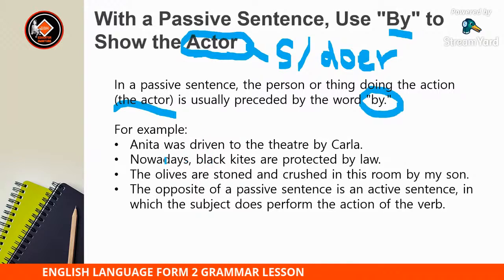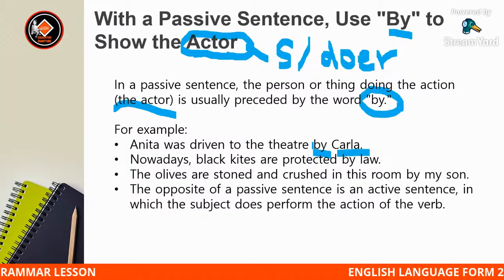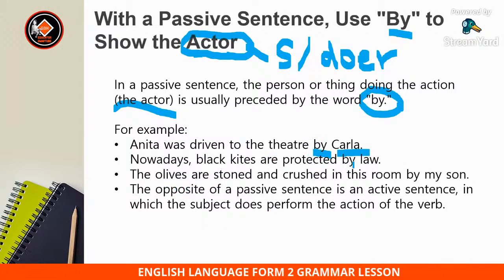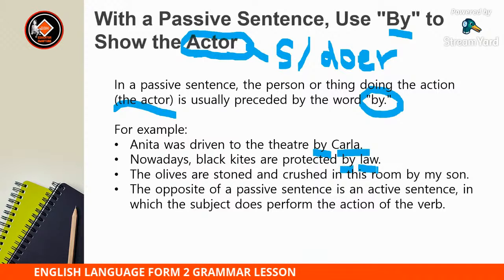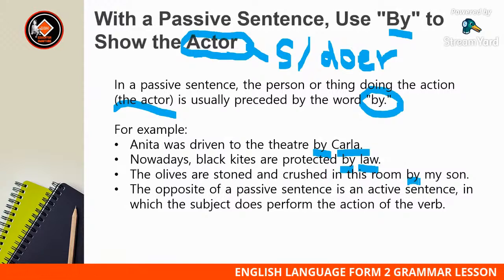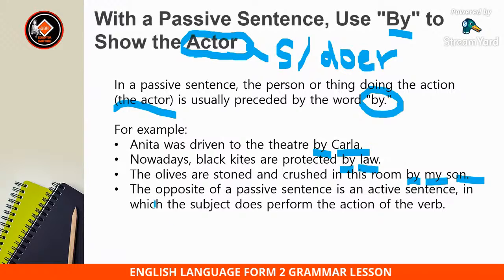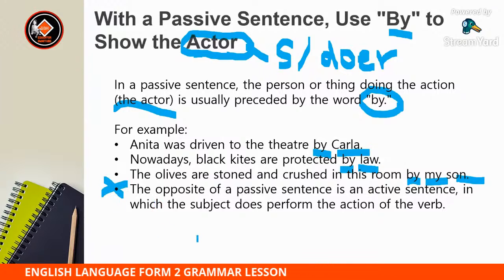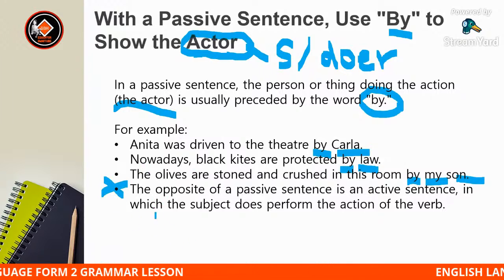For example, Anita was driven to the theater by color. Just now we don't put by color, right? Nowadays, black kites are protected by law. Dilindungi oleh undang-undang. The olives are stoned and crushed in the room by my son. Okay, this is wrong. No, there's no another sentence.